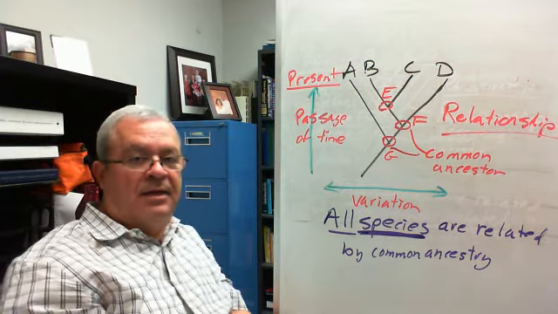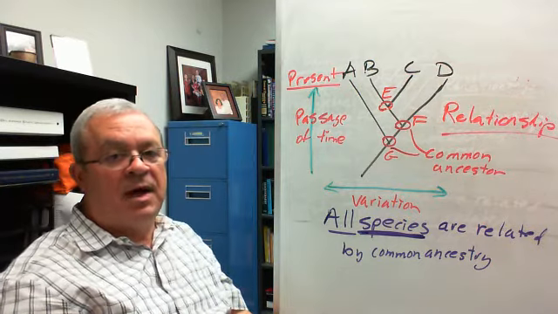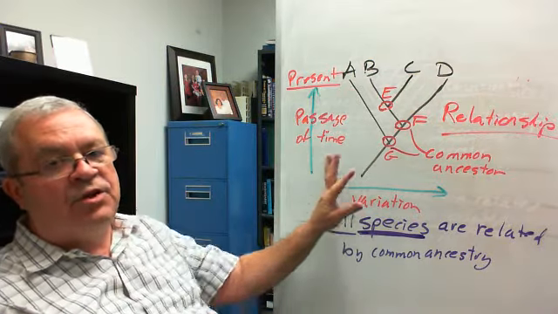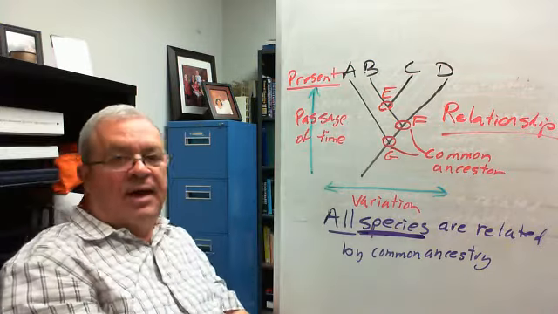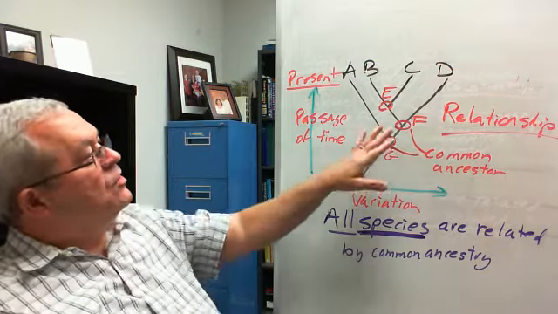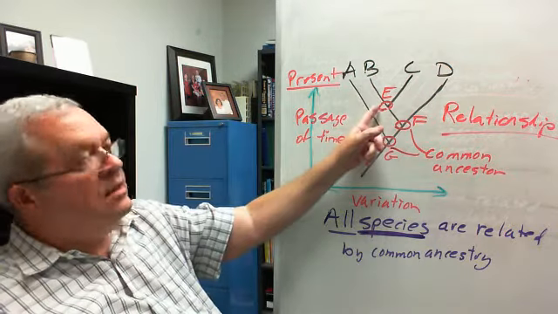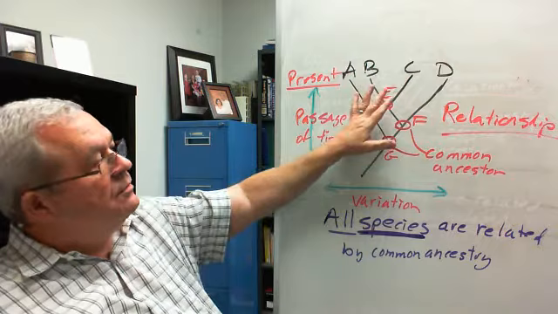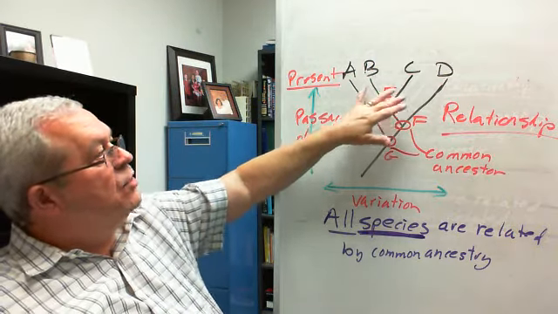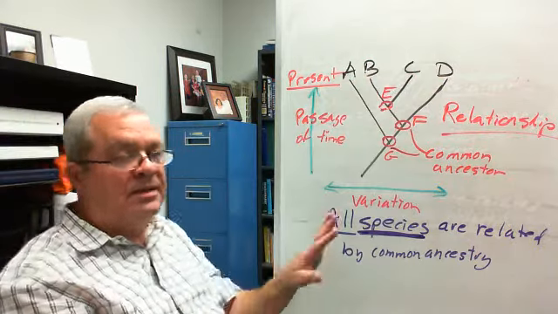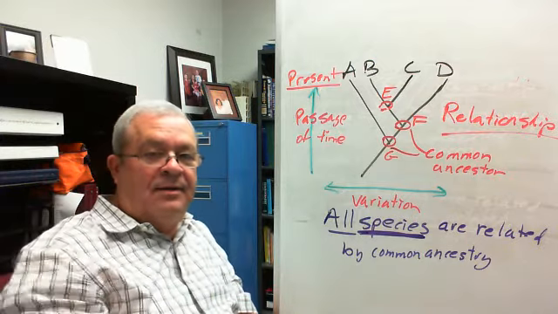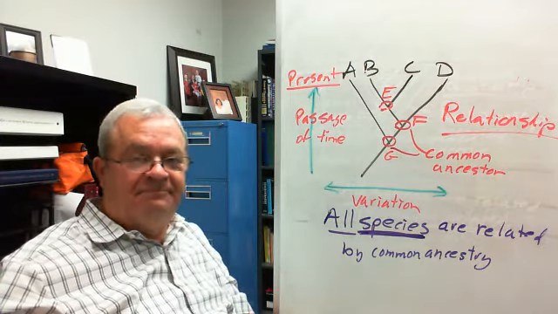One final thing, what's the topic? Descent with modification. Now if you go back in time, you find common ancestors. As you go forward in time, you have descent with modification. And so B and C are descended from E, and so there's some modification of whatever E was as the evolution of B and C took place. Descent with modification as you move forward in time. All right, that's the basic concept, and that's it.